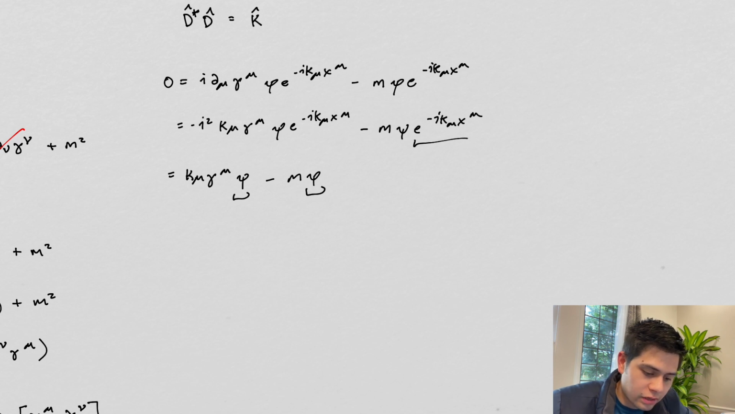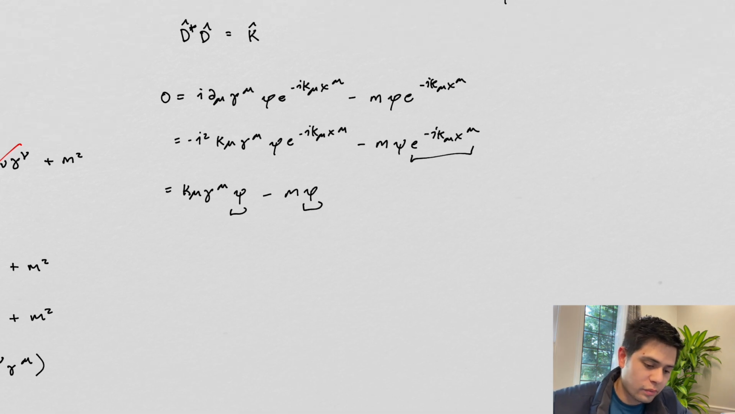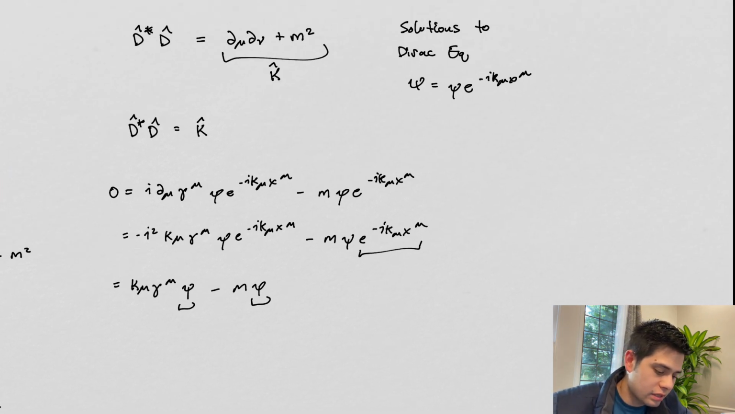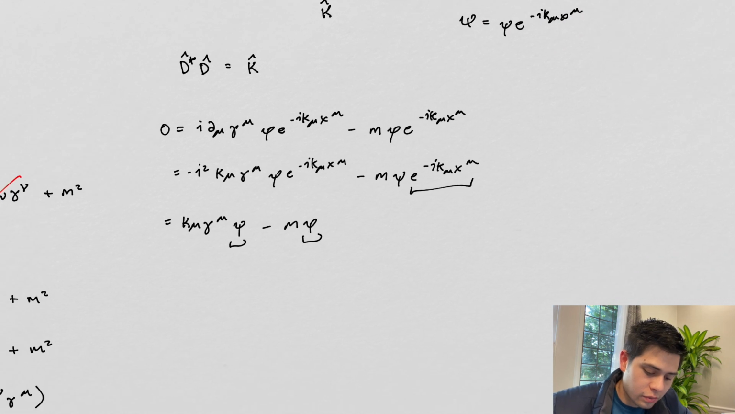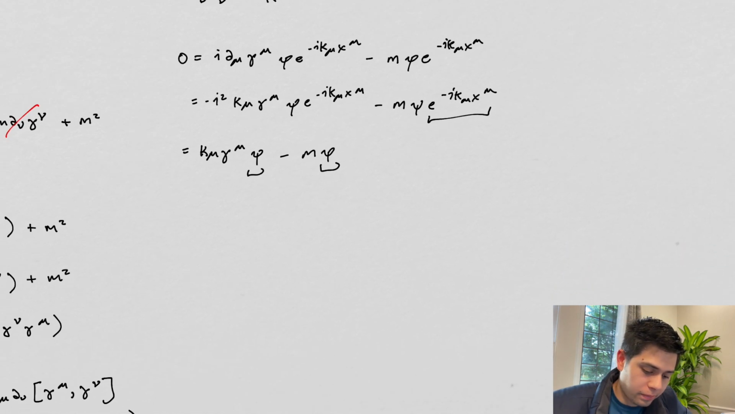We just got rid of the time and spatial component of this function, and we can see that when we propose that this is some solution to the Dirac equation, we really just get the Dirac equation back again, with our derivative being replaced by our momentum four-vector. Okay.